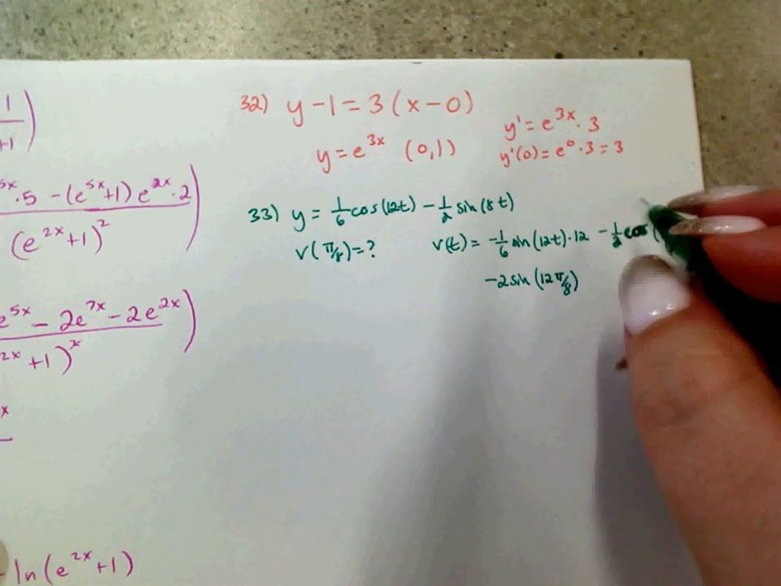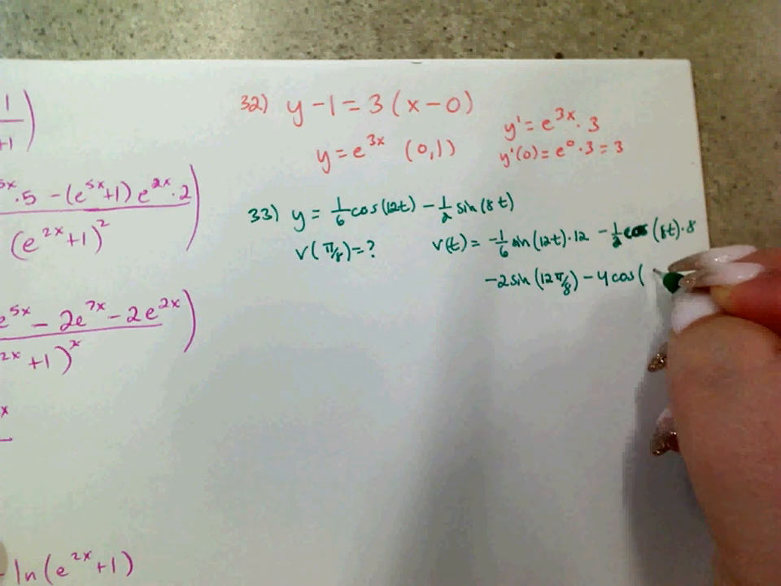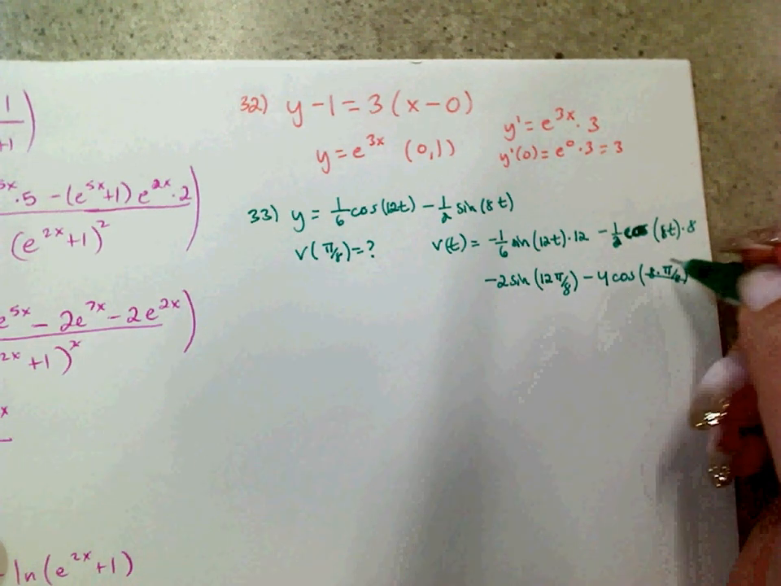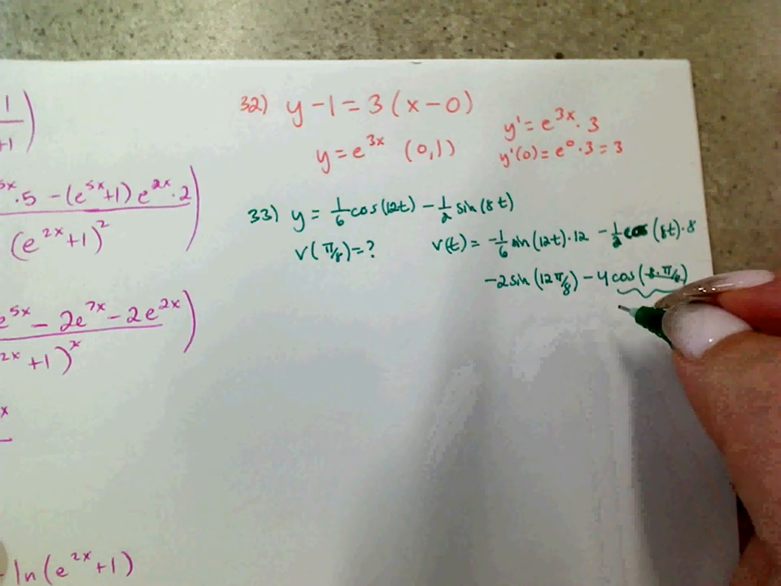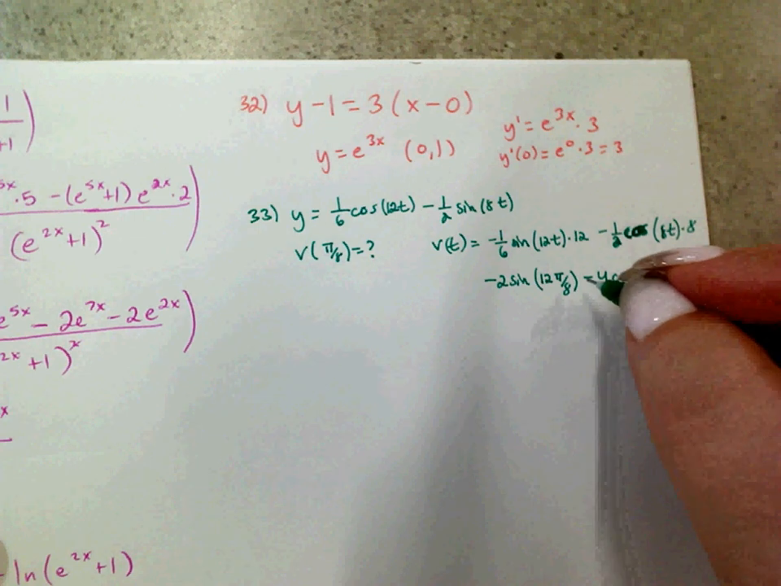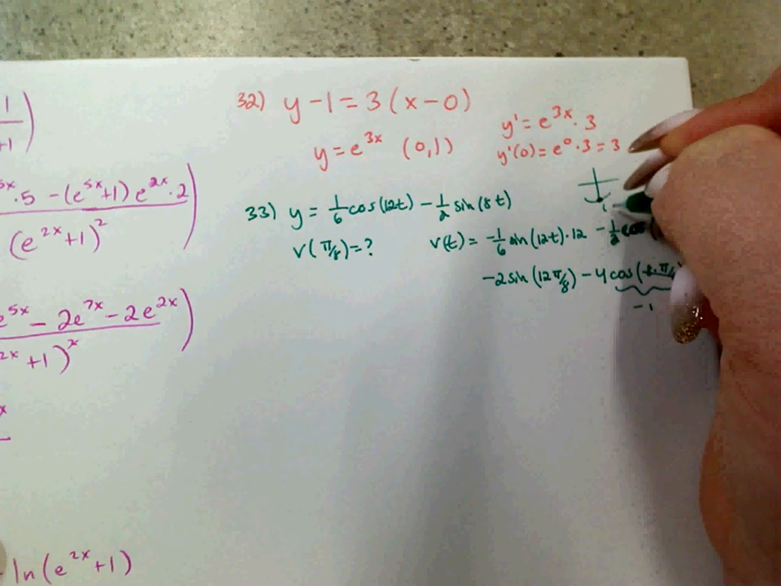And then this 8 and this 2 simplify down to 4, so minus 4 cosine of 8 times pi over 8. So that's pretty easy. Cosine of pi is -1, so that's just plus 4. 12 pi over 8 is 3/2 pi. So 3/2 pi is down here. And that is the coordinate point 0, -1.